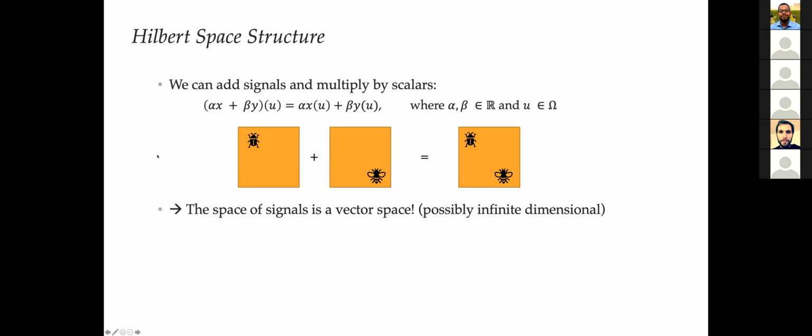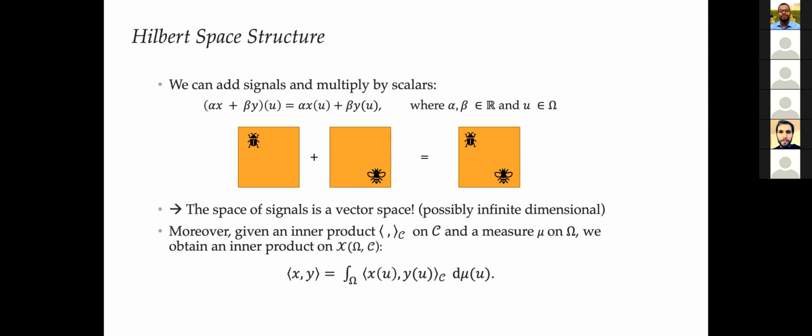All right, so this means that the space of signals is a vector space. If the domain itself has an infinite number of points, then this will be an infinite dimensional vector space, but a vector space nonetheless. And of course, whenever we're actually doing computations, we're going to have to work with something finite. Now, there's more, because this vector space, we can typically also make it into an inner product space or a Hilbert space, if you want to use a fancy name.